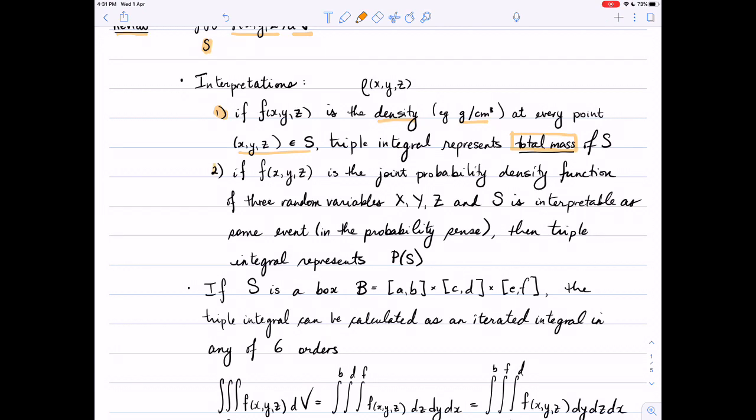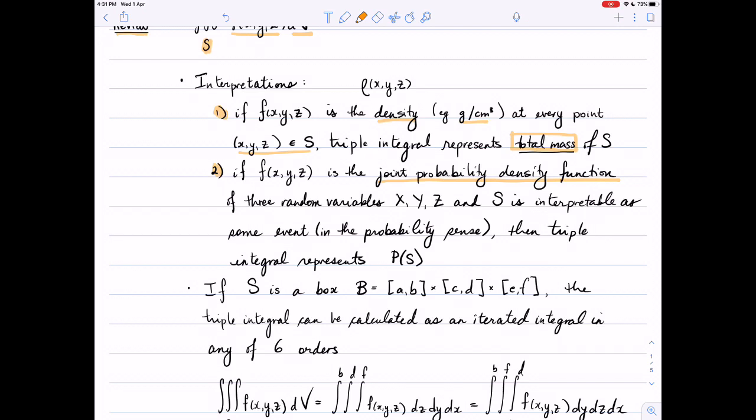The second interpretation that we talked about is if f of x, y, z is the joint probability density function. Now, we haven't talked about that yet. That is something that is upcoming for us. We've talked a little bit about it, but we haven't done a deep dive into joint probability density functions yet. That is coming up.